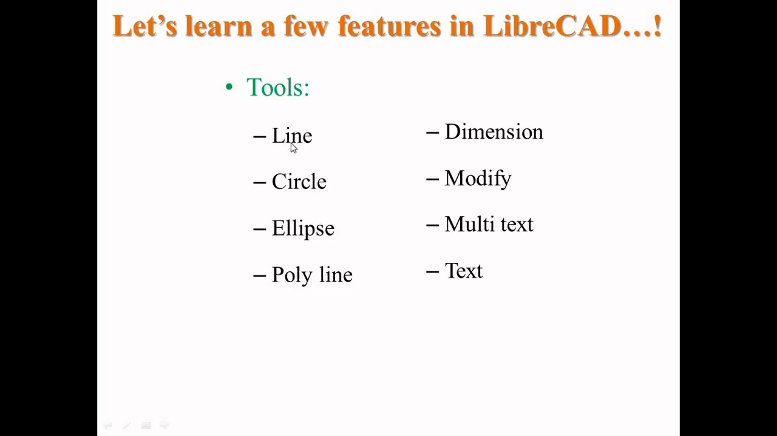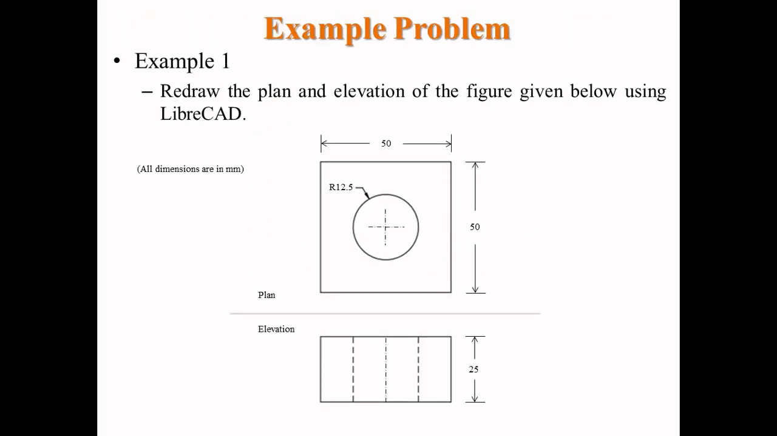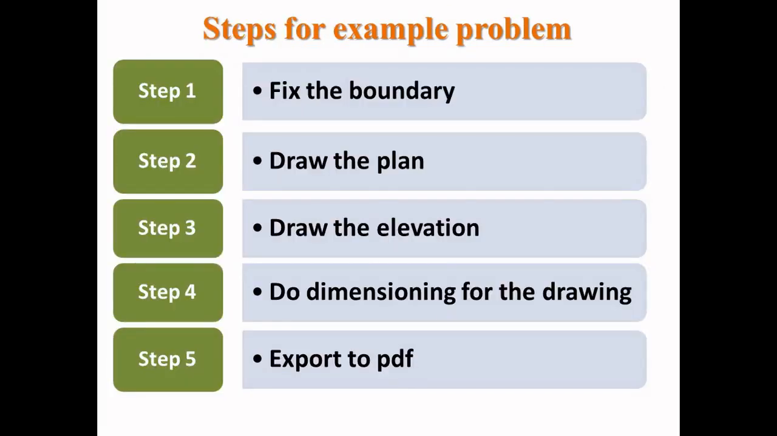Now we have learned some simple tools. So let's go to the example problem. This is the example problem, which you can see is a square plate with a cylindrical hole in it with circular cross section. You have the plan here and elevation here. So how can we draw this? Let me go to the next page.